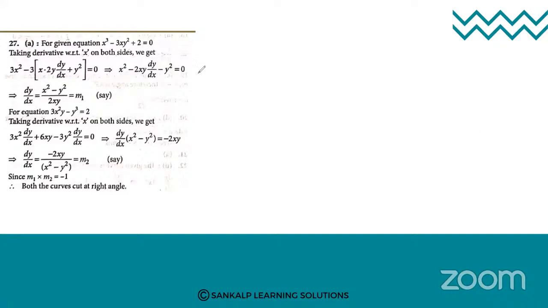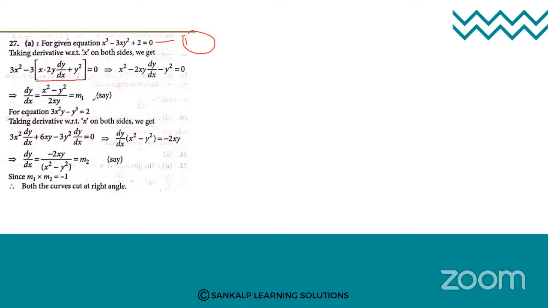By considering equation 1, we need to take its derivative, which will be 3x square minus 3 into, we need to apply the product rule here, so it will be x into 2y dy by dx plus y square is equal to 0. On simplifying further, we get x square minus 2xy dy by dx minus y square is equal to 0. Or on simplifying we get dy by dx is equal to x square minus y square divided by 2xy, and this is our equation number 1.